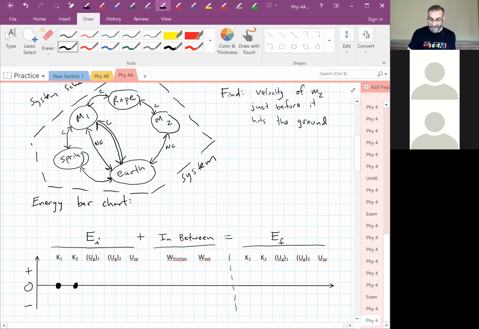And at the end, are they moving? Yes, they're both moving. They'll have kinetic energy. If they're moving, they have kinetic energy, and kinetic energy is always positive. So some positive amount of kinetic energy for both of them. I don't know which one's bigger. Depends on the mass, right?